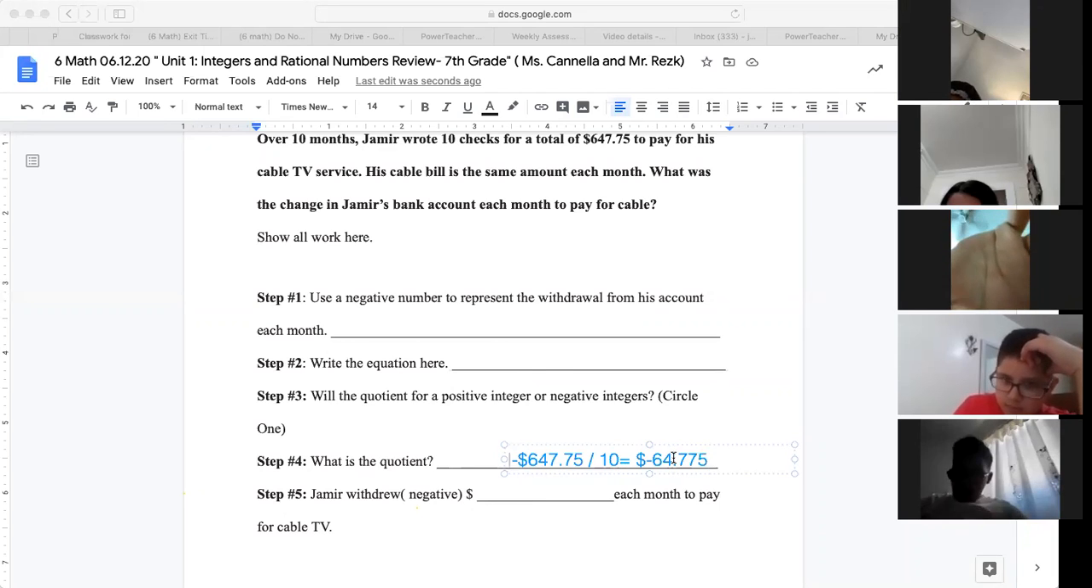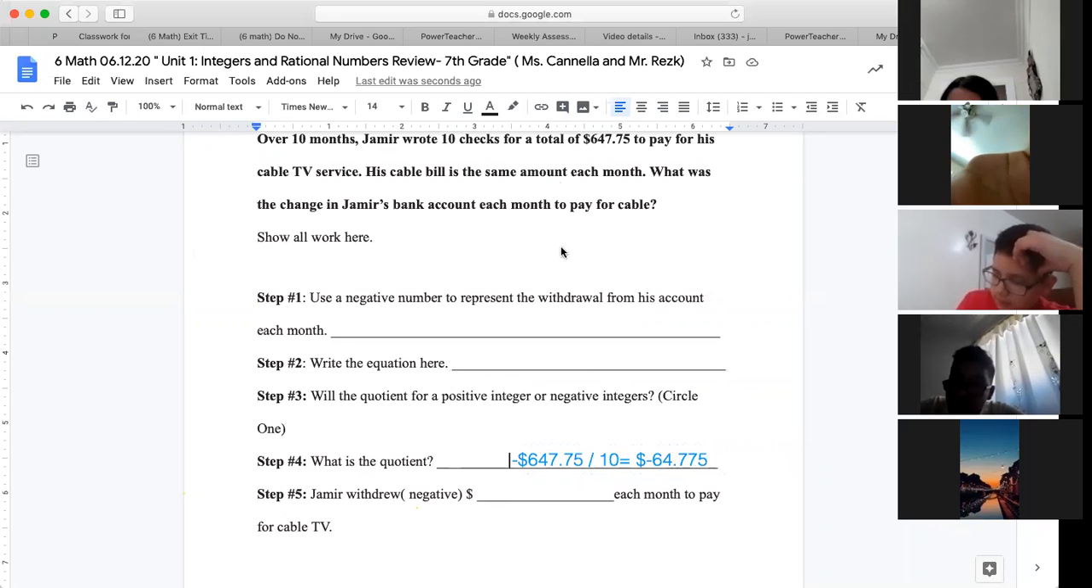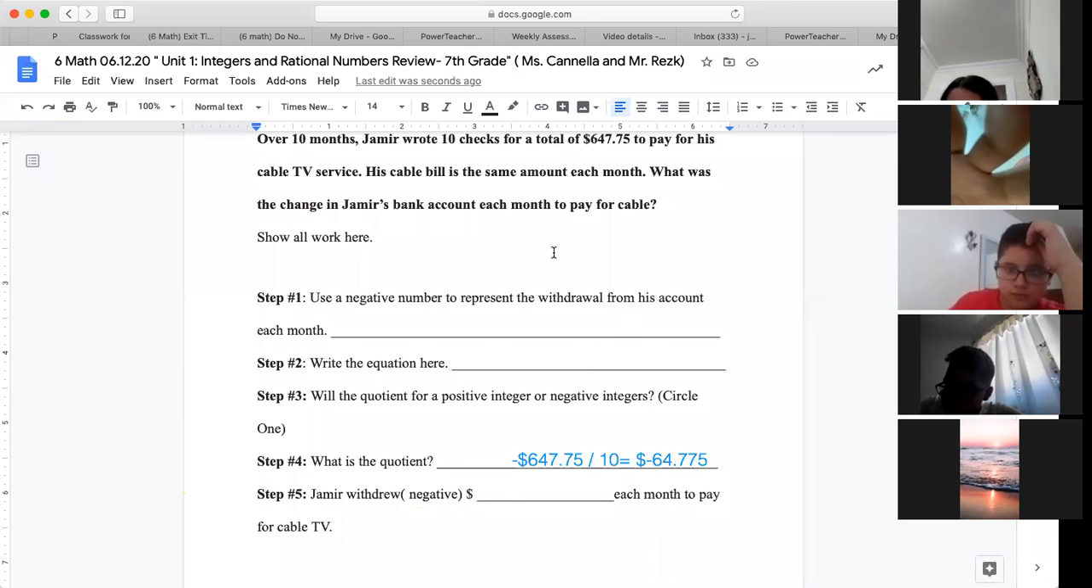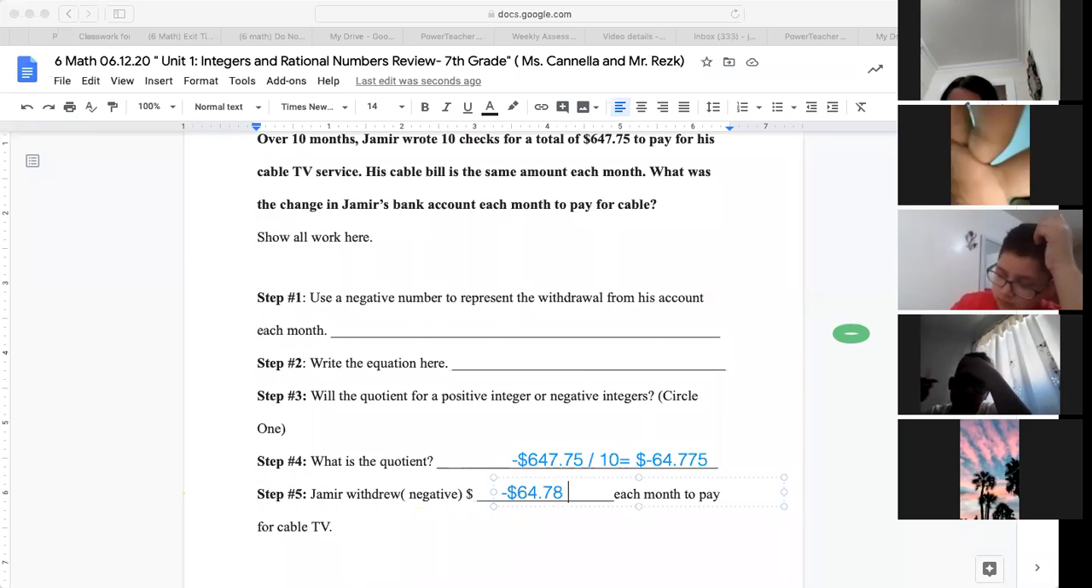Now, we know that he clearly withdrew negative $64.775, but when we deal with money, this is really important. When we deal with money, folks, we go to the hundredths place, which is 2 places after the decimal. So if you wanted to round, you go to the next place value, it's 5 or more, which means you raise the score. So technically, if you round now, it's $64.78.